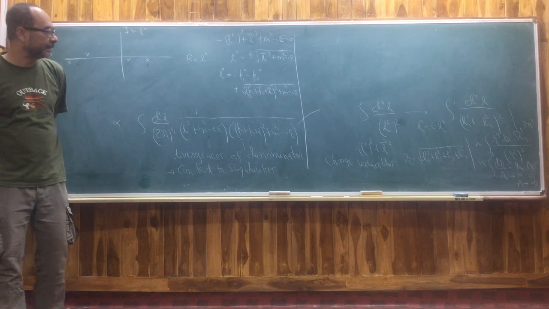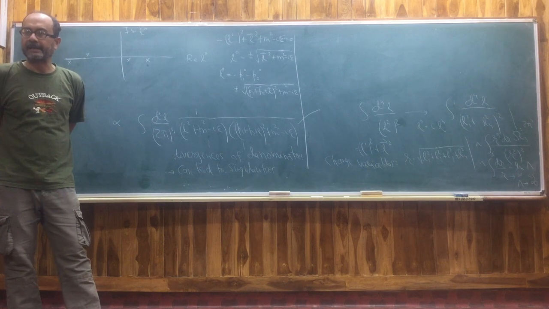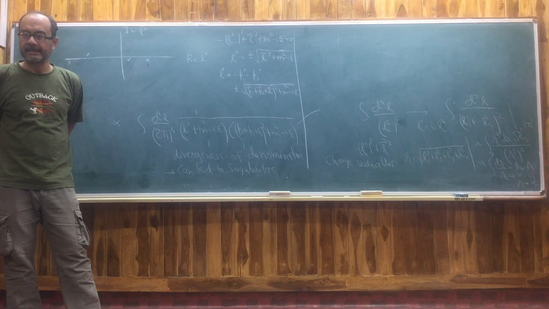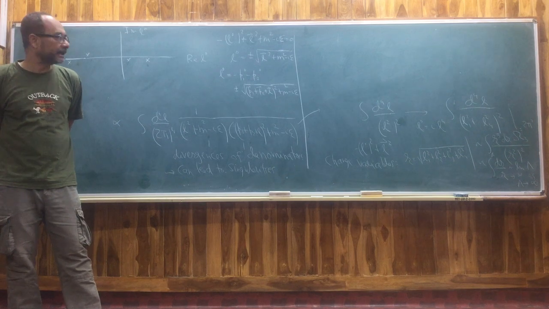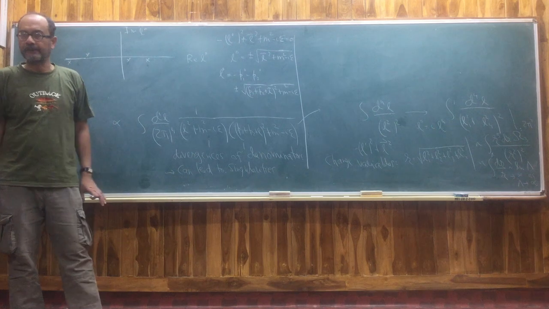What you can show is that in four dimensions, as long as there are no massless particles, you always get finite answers. If there are massless particles, then sometimes you have divergences, and then you have to worry about how to deal with those. These are called infrared divergences, but those are not the ones we are going to bother about right now. Let's assume that all particles are massive for now and proceed.